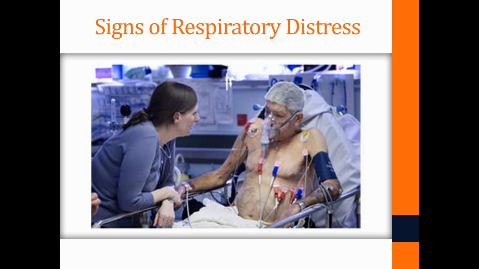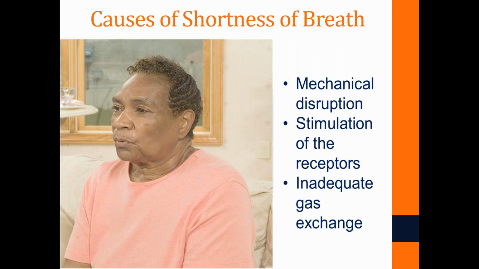We're going to talk signs of respiratory distress now. We can have a mechanical disruption to our respiratory drive and our respiratory quality. We can have a receptor problem in our brain or scattered throughout the body that will cause a disruption, or we can have problems with gas exchange. These are the things that are going to point us towards a problem with our patient's respiratory status.